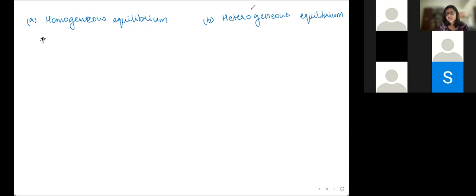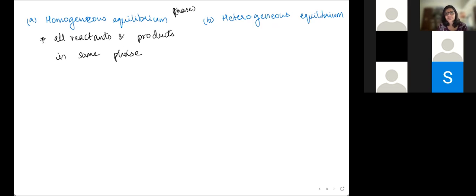So this homogeneous and heterogeneous classification is based on the phase of reactant and product. So in homogeneous, all reactants and products are in the same state or same phase. So all of them are solids or all of them are liquids or all of them are gases. In the heterogeneous case, reactants and products can differ: you can take two aqueous solutions in liquid state and end up getting a gas out of the chemical reaction. So the state changed, that will be heterogeneous equilibrium.